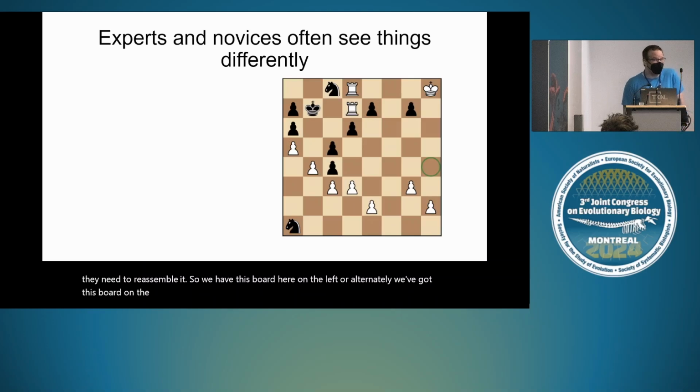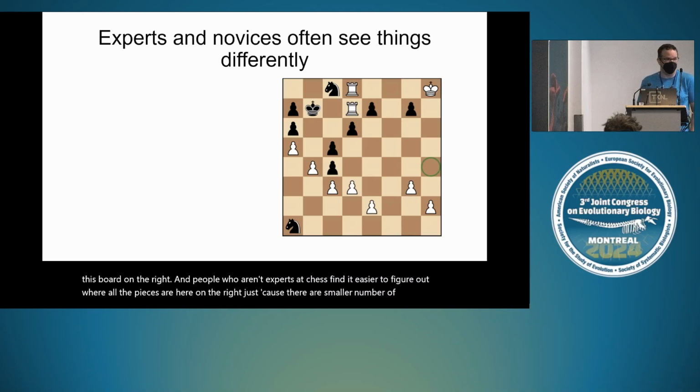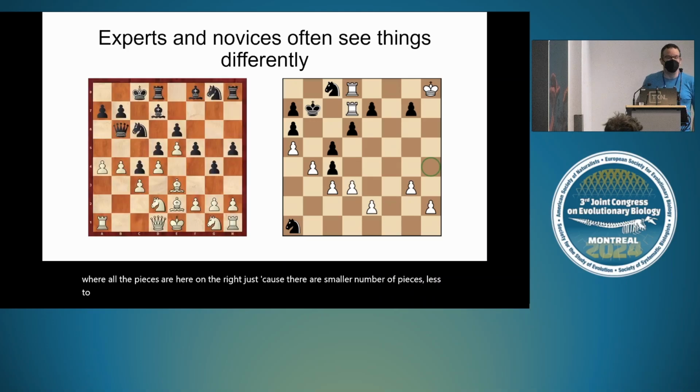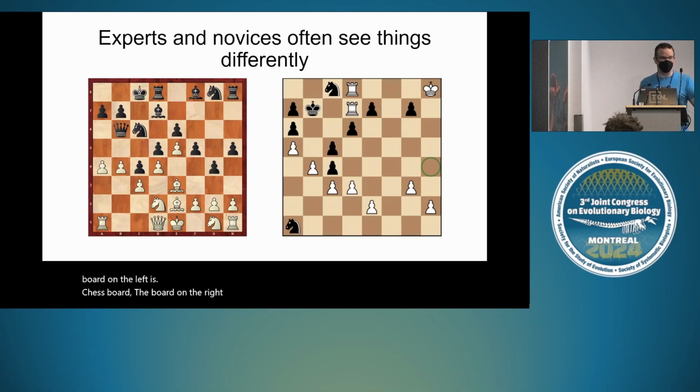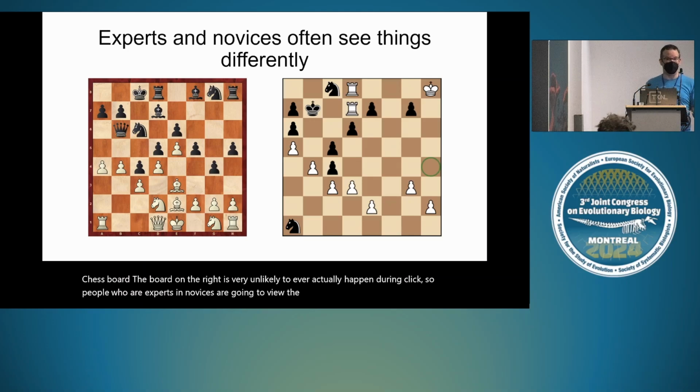And people who aren't experts at chess find it easier to figure out where all of the pieces are here on the right, just because there are a smaller number of pieces, less to memorize. Chess experts find it easier to reconstruct the board on the left, because the board on the left is a plausible chessboard. The board on the right is very unlikely to ever actually happen during play. So people who are experts and novices are going to view the same information very differently.